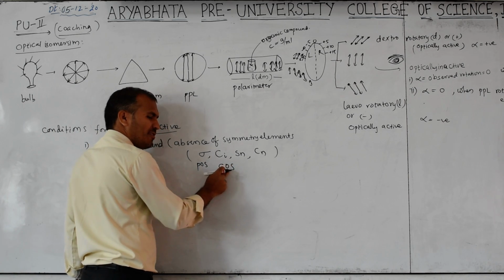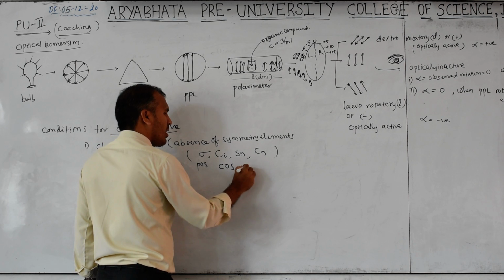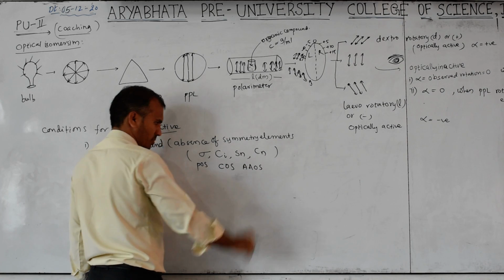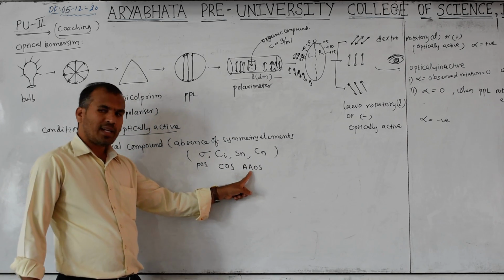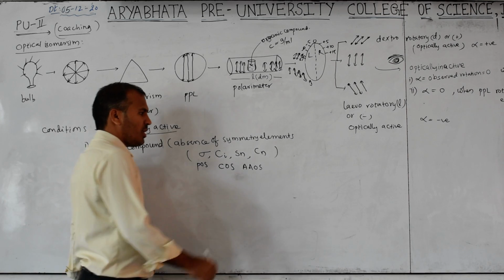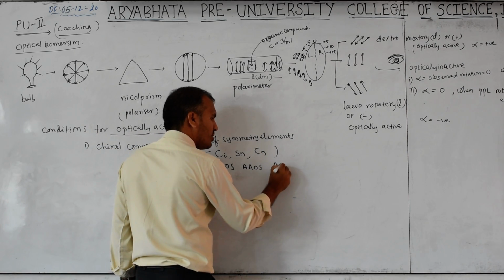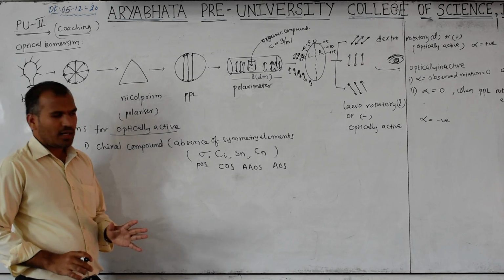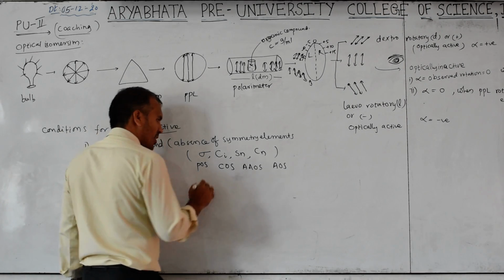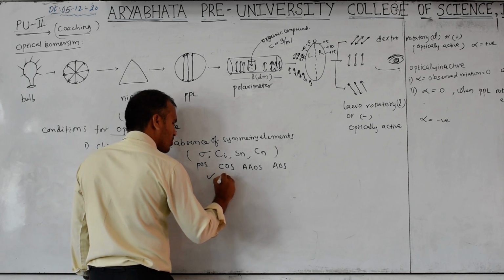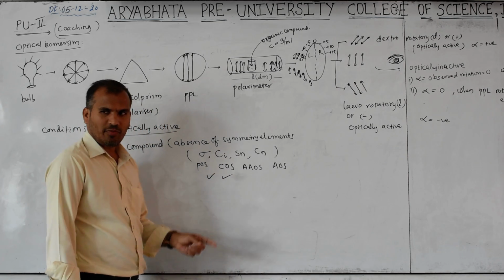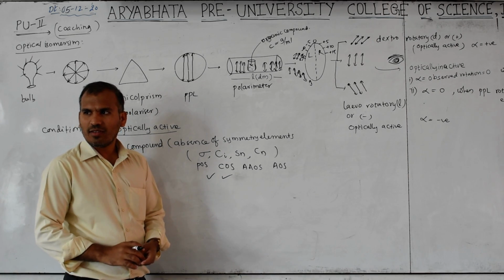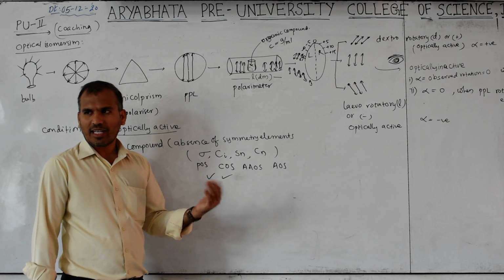COS, center of symmetry. Alternate axis of symmetry. Cn means axis of symmetry. Clear? But in problem solving, we are mostly using these two. In problem solving, because we are not doing experiments in examination.